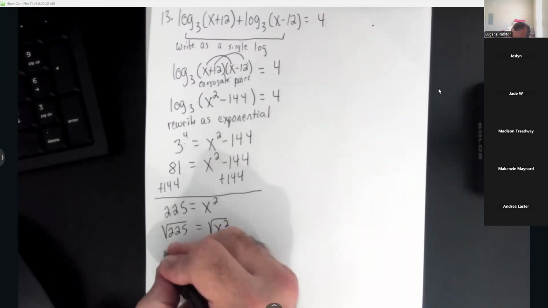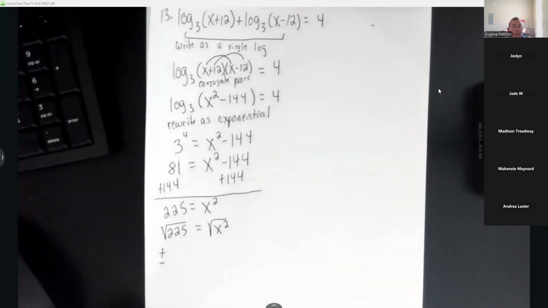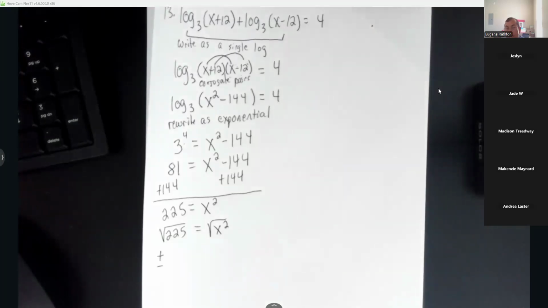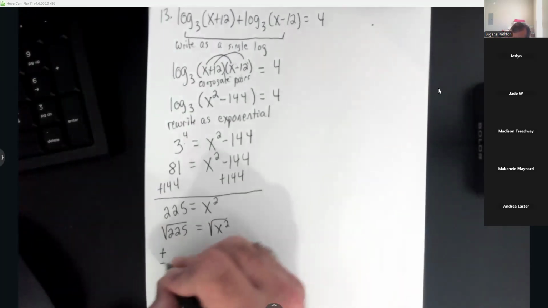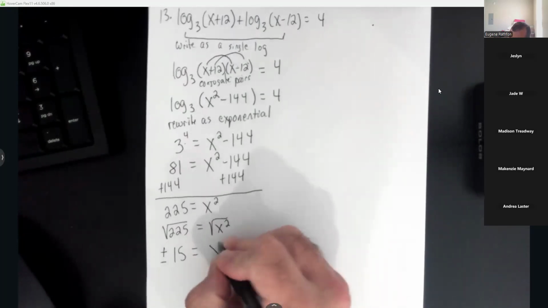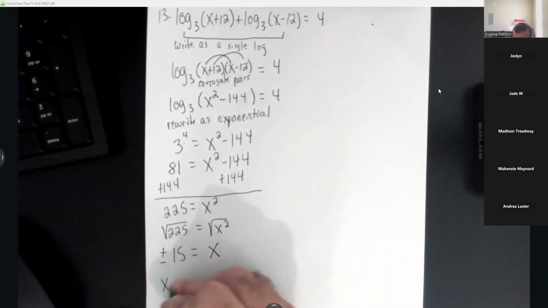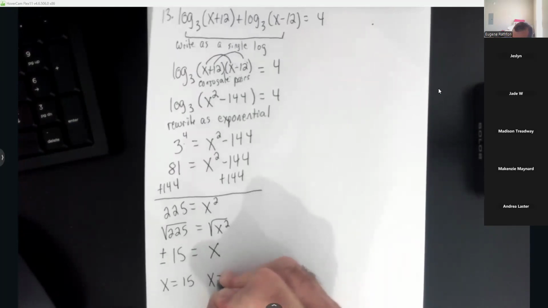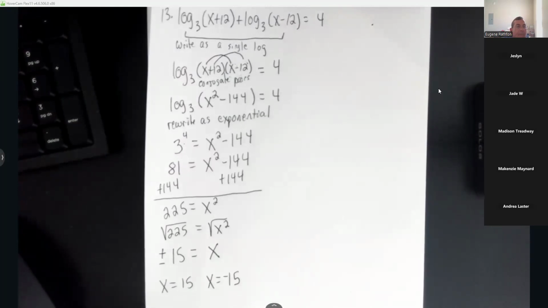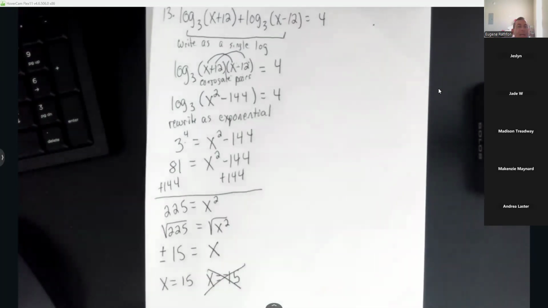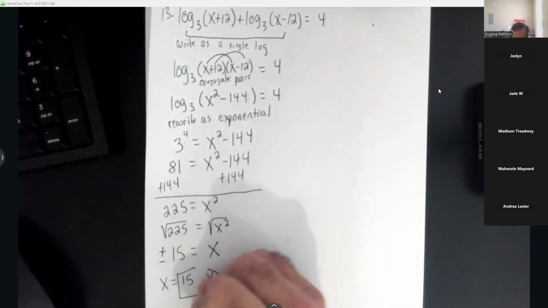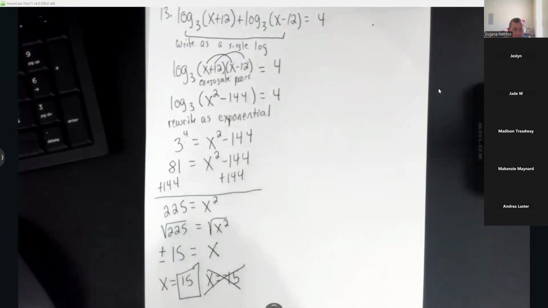All right, so the square root of a number will be a plus or minus. All right, y'all, what is the square root of 225? So that's going to be 15. So I get a plus or minus 15 equal to my x. So that means this is x equals 15, x equals negative 15. Good job. What's the final answer? What you got there? 15? Yeah, because once again, I'm going to kick out that negative answer and only keep my positive answer, okay?